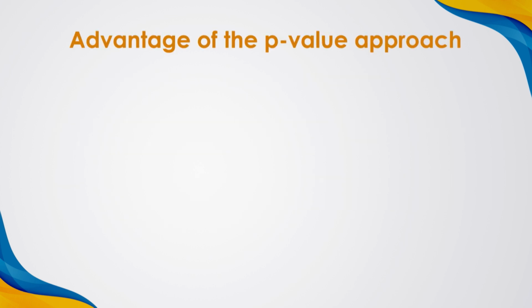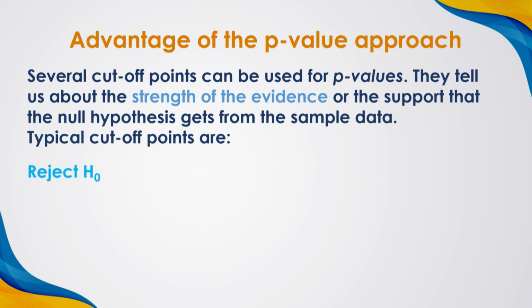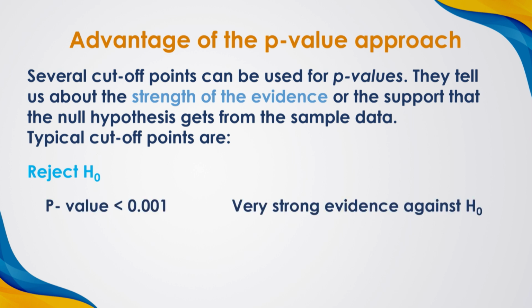Advantage of the p-value approach. Several cutoff points can be used for p-value. They tell us about the strength of evidence or the support that the null hypothesis gets from the sample data. Typical cutoff points are listed below. Reject H0, p-value less than 0.001, very strong evidence against H0.